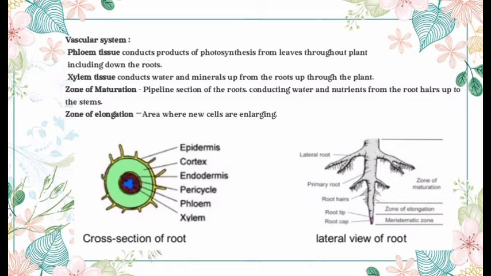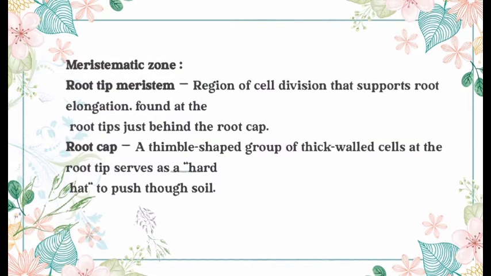Next is the zone of maturation. This is the pipeline section of the roots, conducting water and nutrients from the root hairs up to the stems. And the last but not the least is the zone of elongation. This is the area where new cells are enlarging. Below, we have pictures of the cross section of roots and the lateral view of a root. Next up, we have the meristematic zone. In this, we have the root tip meristem and the root cap.